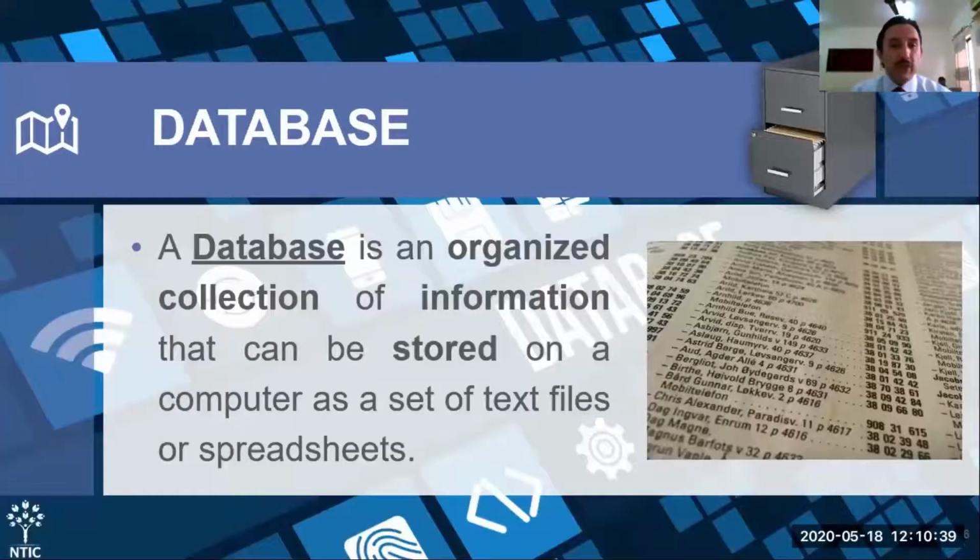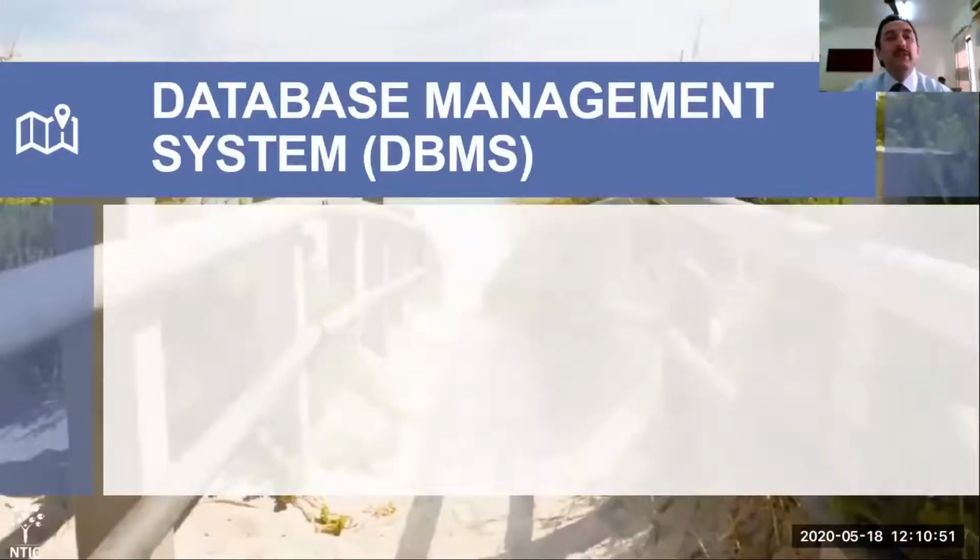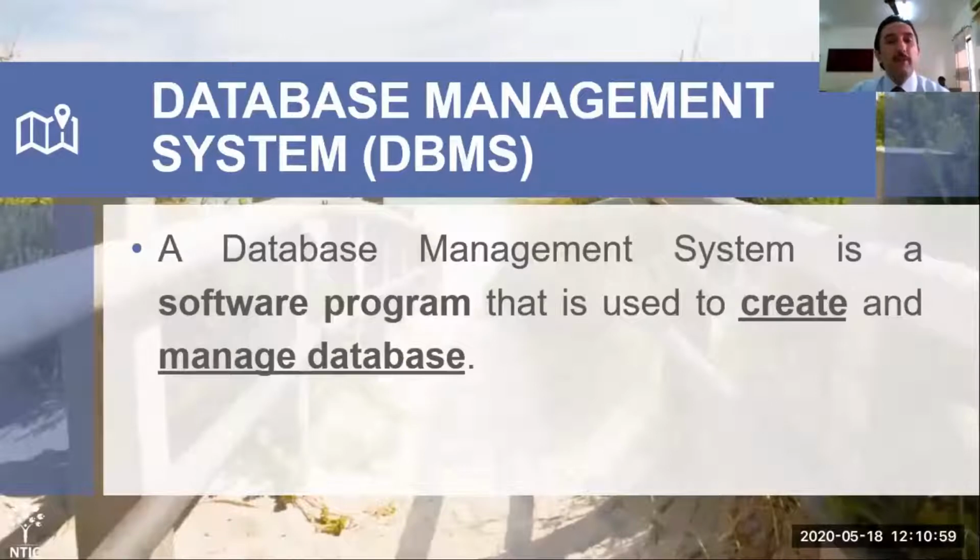Okay, and this is just a database, very simple information. A database is an organized collection of information that can be stored. And the other one is the database management system. Let's repeat it. The database management system, DBMS, is a software program. It is not a folder and not a file, it is a software program. We use this DBMS to create and manage a database.